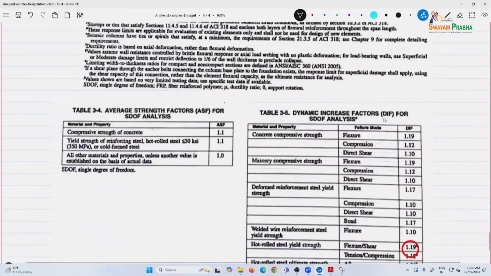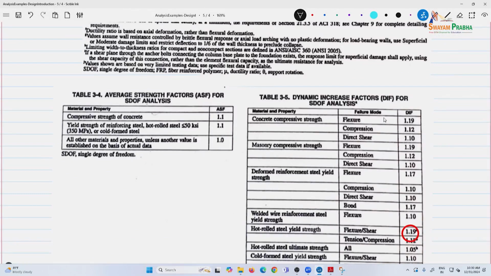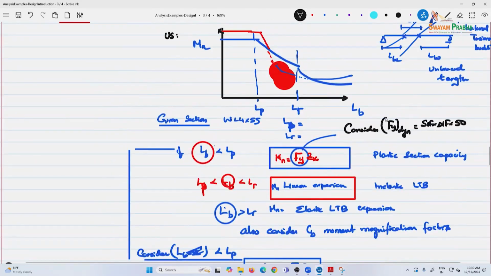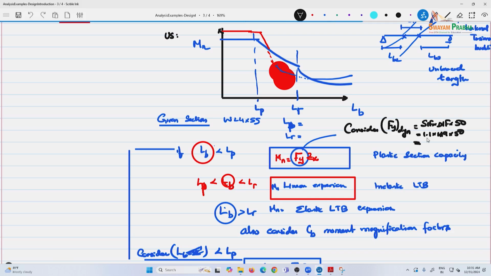So from this table here, the average strength increase factor for yield strength of hot rolled sections is 1.1, and for flexure and shear the DIF is 1.19. So you could use 1.1 times that, and I do not know what that comes to. That change you can make and look at it. I think I should change it; for some reason I missed that in my notes.